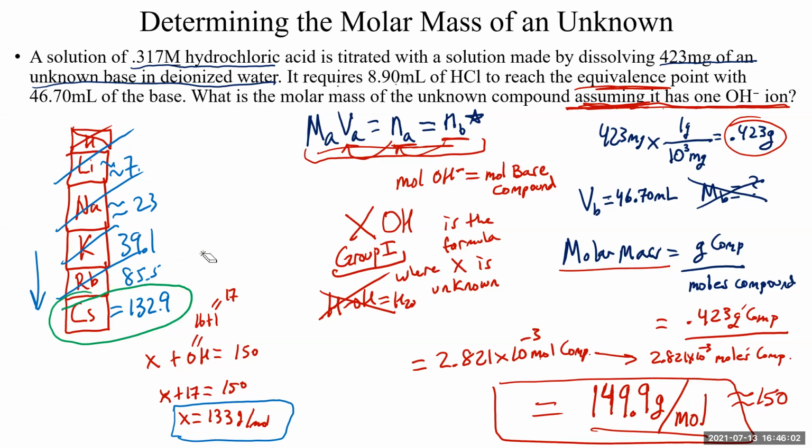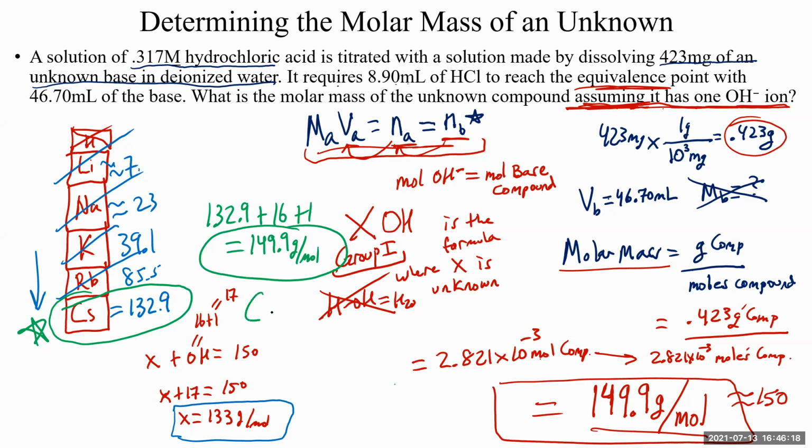Okay, that was an attempt at drawing a star. 132.9 plus 16 for oxygen plus 1 for hydrogen gives me 149.9 grams per mole. My compound is cesium hydroxide. That is the identity of my compound. So not only were we able to figure out the molar mass, but we were actually able to figure out the identity of the unknown compound because its molar mass gave us a real clue.